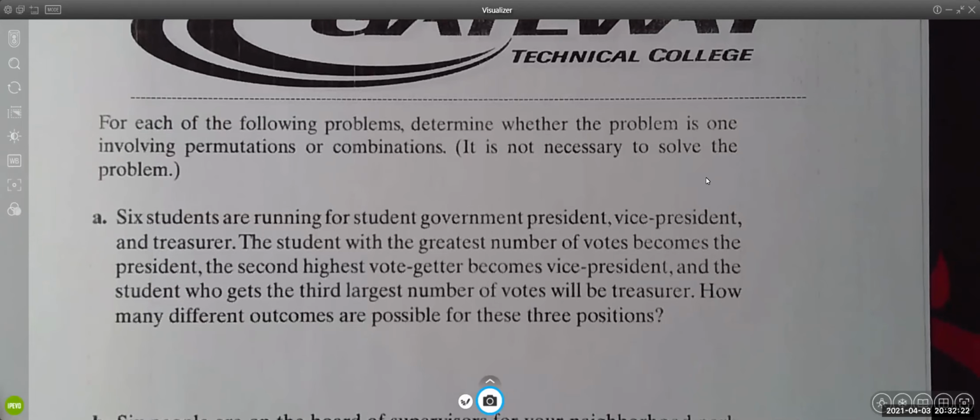Like the example we mentioned in the previous video, Biden being the president versus Harris being the president makes a huge difference, even though that's the same two people taking the two top positions, right? Order makes a difference. So this one is a permutation.